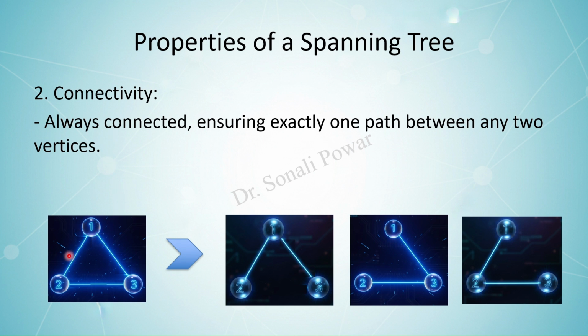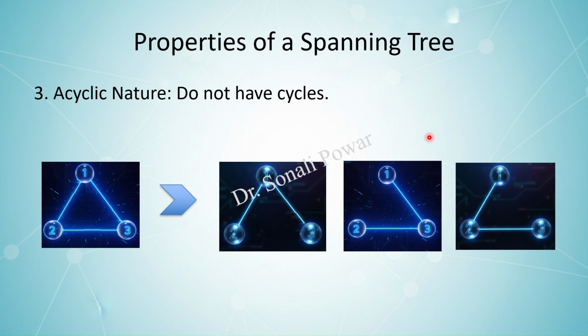But this is the graph. It's not a spanning tree. If you observe the path between 2 and 3, there are two ways. From here as well I can go directly to 3. Otherwise 2 to 1 and after that I can reach 3. So this is a graph and these are the spanning trees of the given graph. So in a spanning tree, only one path is possible between any two vertices.